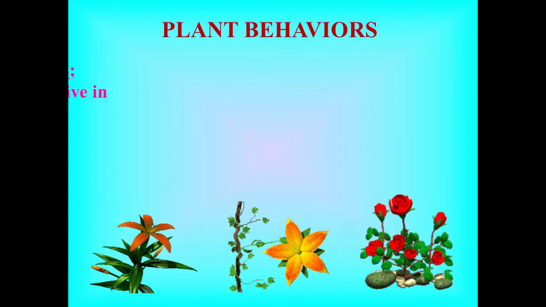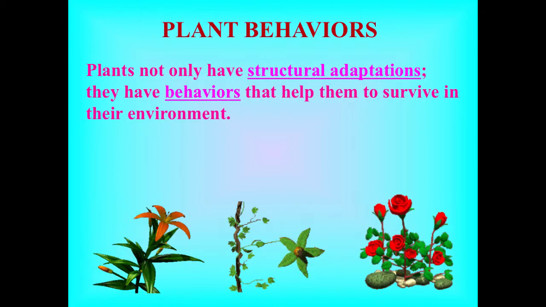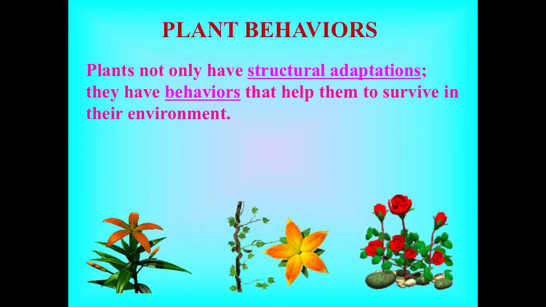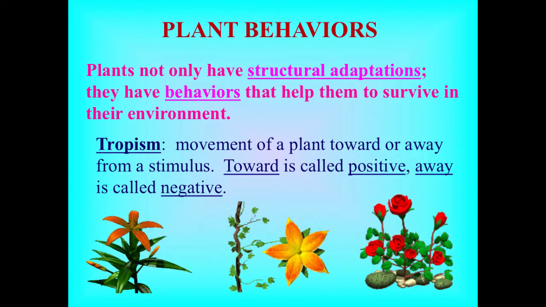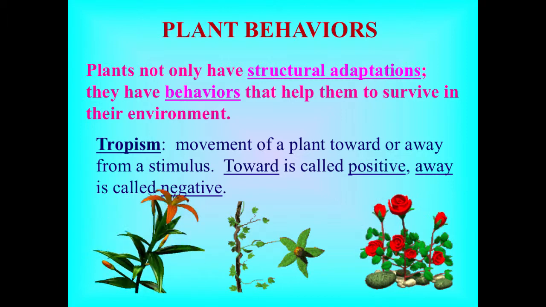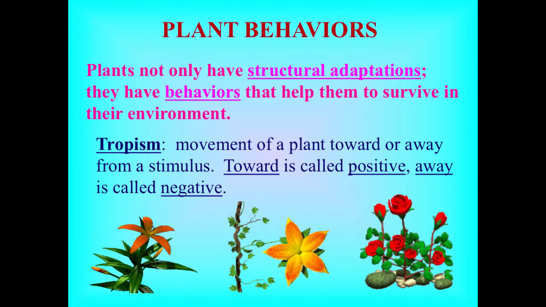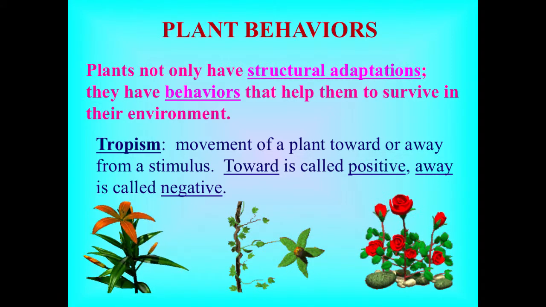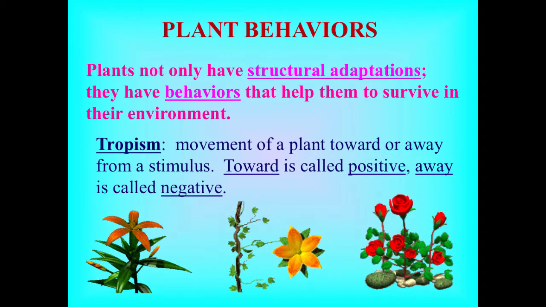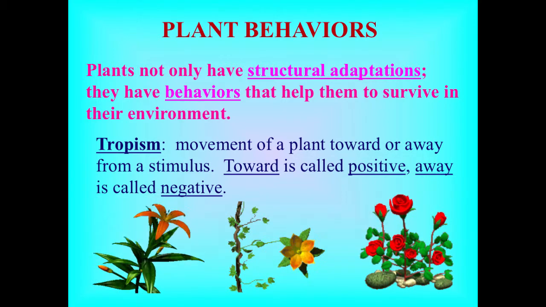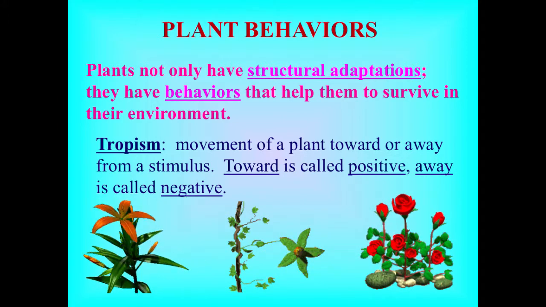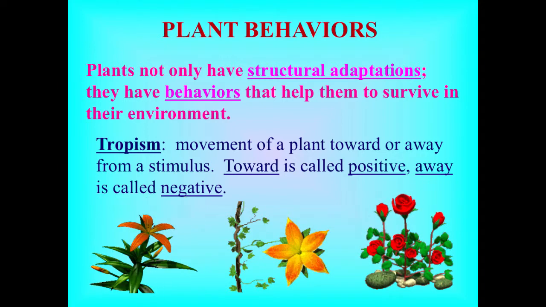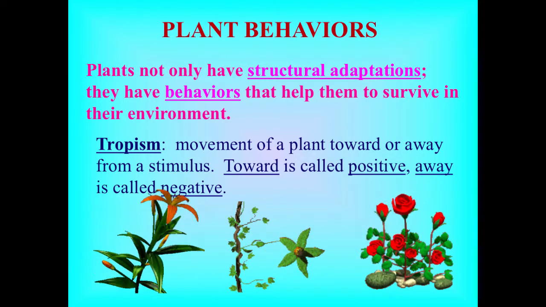Now, plants also have behavior. Not only do they have structural adaptations, but they also have behavioral ones to help them survive in their environment. So this is where we're going to go into tropism, and we're going to do a lot of cool things with tropism. The definition, and I need you to write this down, of tropism is the movement of a plant towards or away from a stimulus. Towards is called positive, and away is called negative.